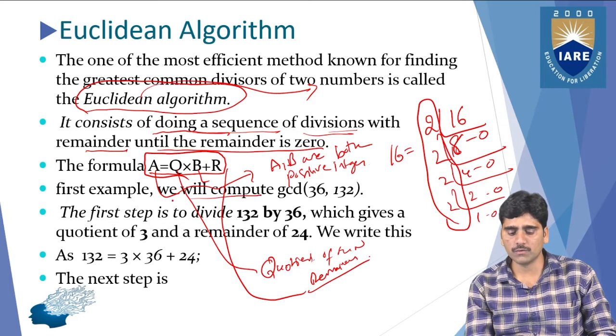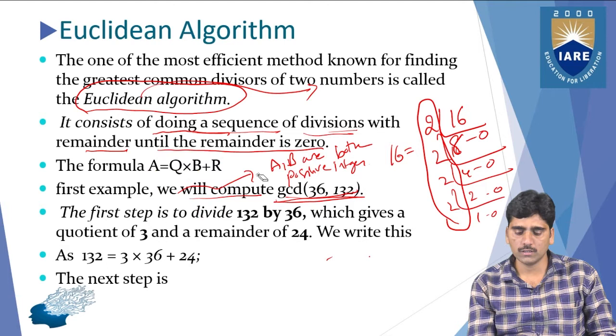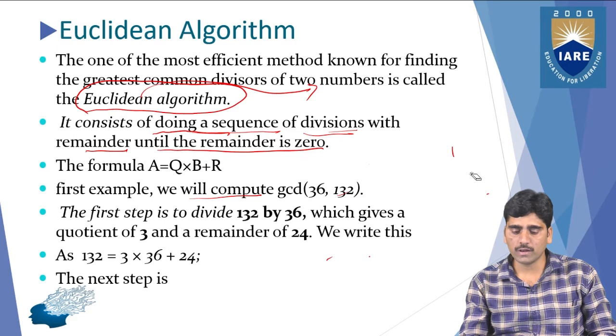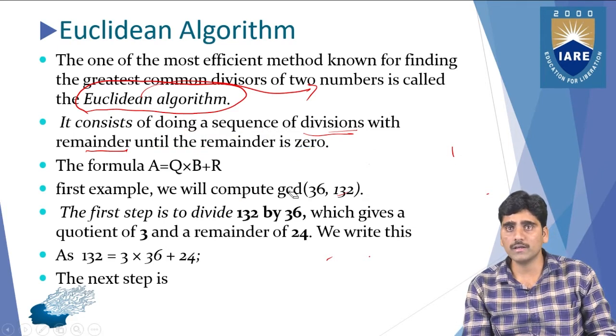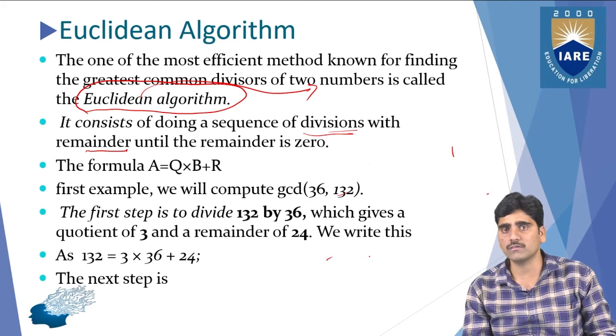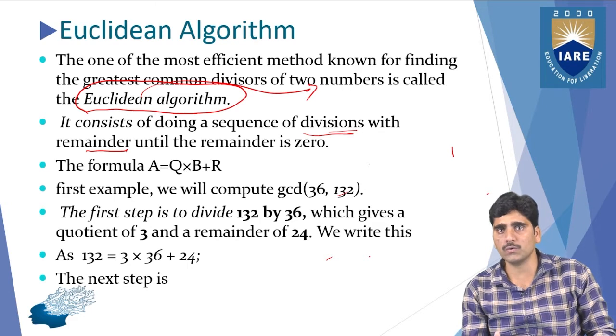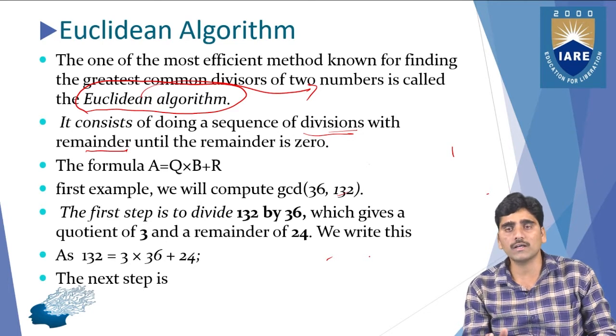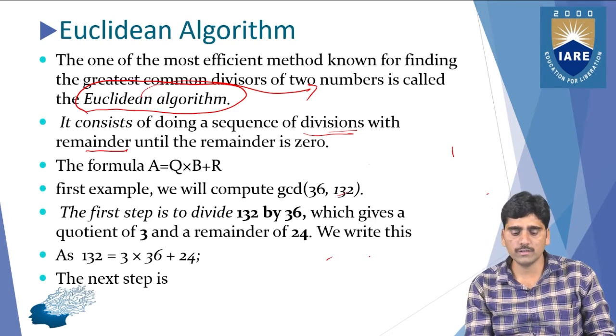We will compute the GCD of 36 and 132. As soon as the remainder gets zero, the number before that zero remainder is the greatest common divisor. So in continuous sequences of operations, when you get the remainder zero, the previous number is the greatest common divisor.